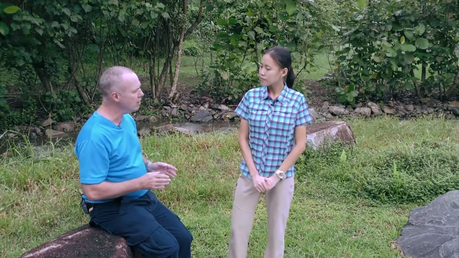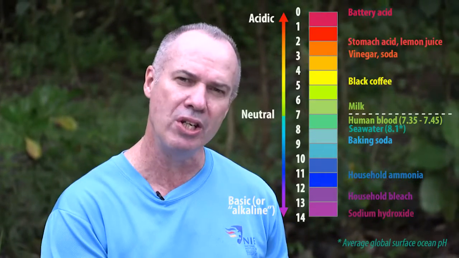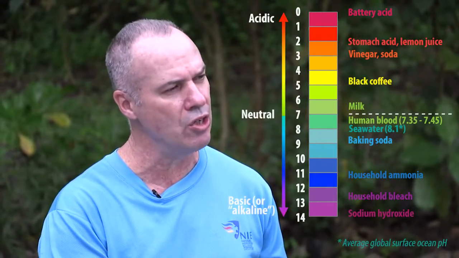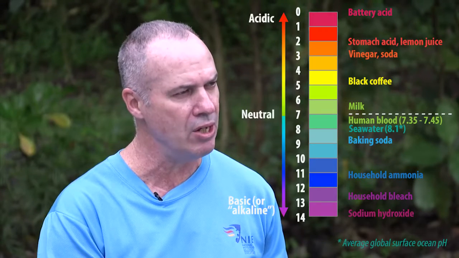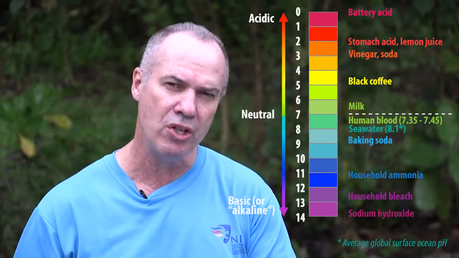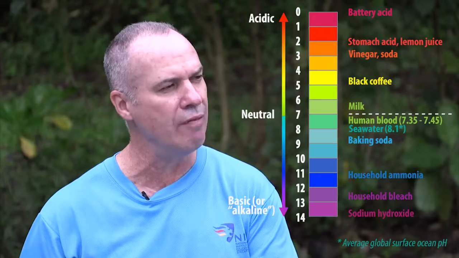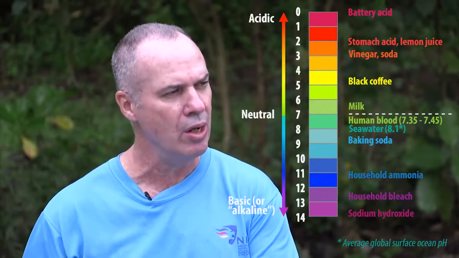The pH scale itself goes from 0 to 14, with 7 being neutral, less than 7 being acidic, which means you have a higher concentration relatively of H+ ions, and greater than 7 is basic, which means you have relatively a higher concentration of OH- ions.